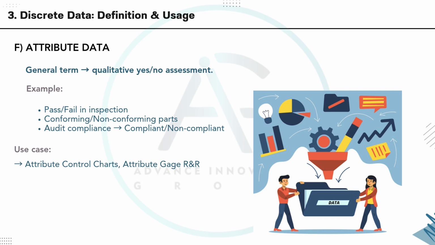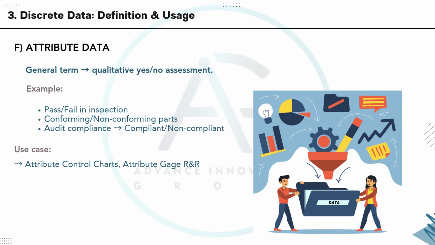F. Attribute data. Attribute data is a general term used for qualitative data, data that answers a yes/no question or classifies items based on attributes. It's not measured on a continuous scale, but rather evaluated based on conformance to a criterion. Examples include pass-fail outcomes during an inspection, parts being conforming or non-conforming to specification, audit results where compliance is recorded as compliant or non-compliant. In all these cases, we are classifying the data into groups based on predefined rules.